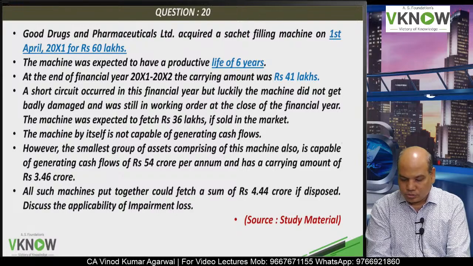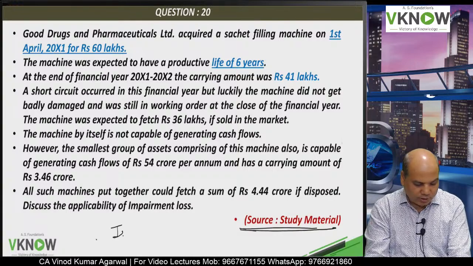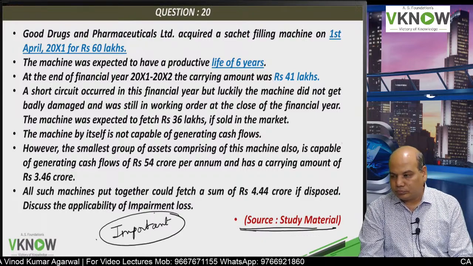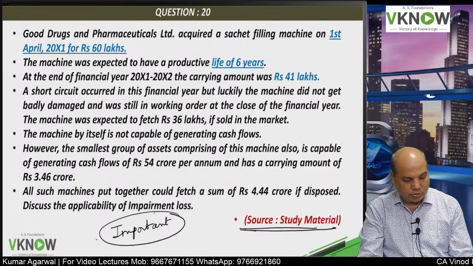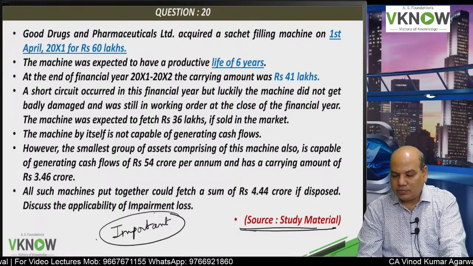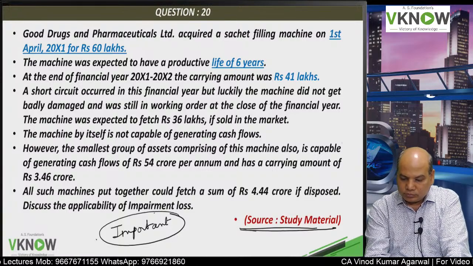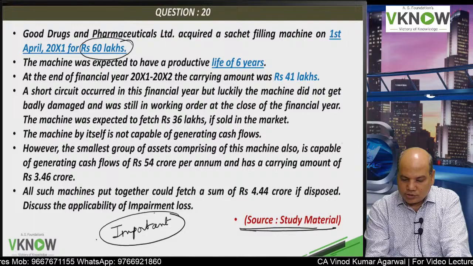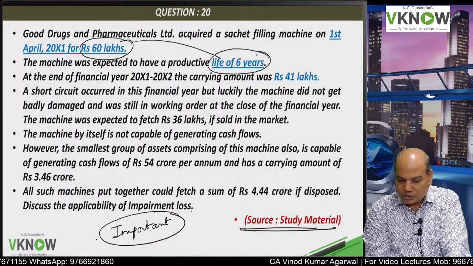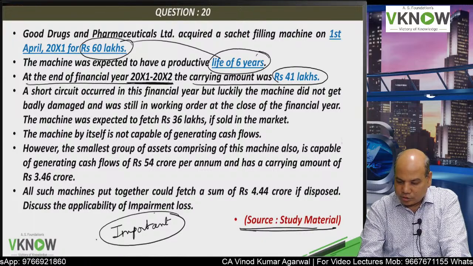Now let us solve one question from study material. Write down important. All of you please mark it important. Okay, so I'll just read the question. Good Drugs and Pharmaceutical Limited acquired a sachet filling machine on 1st April 2001 for rupees 60 lakh. Cost is 60 lakh. Machine is expected to have a productive life of 6 years. Life is 6 years. And at the end of this year, financial year 1-2, carrying amount is 41 lakh.